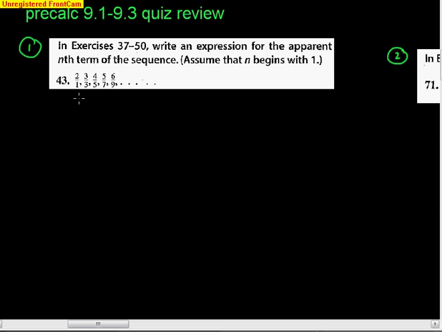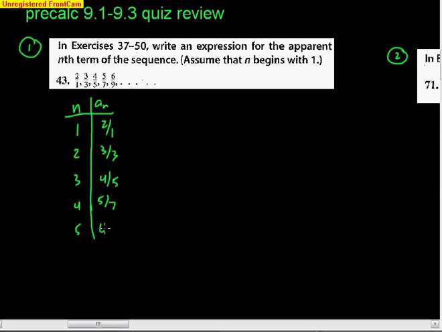So they give you a list of numbers, so here's where I suggest you create a table. In the first column we put n, in the second column we put a sub n, and we try to compare. So there's 5 terms here, so 1, 2, 3, 4, 5, the actual term number with the actual number: 2 over 1, 3 over 3, 4 over 5, 5 over 7, 6 over 9. And this is simply patterns, right?